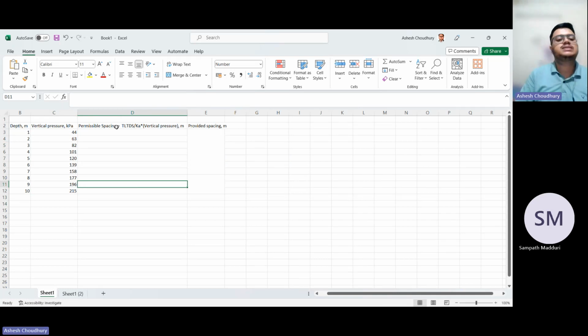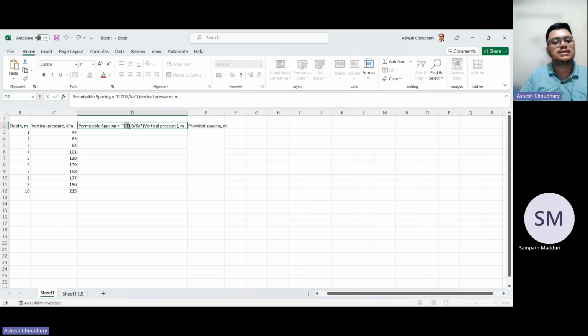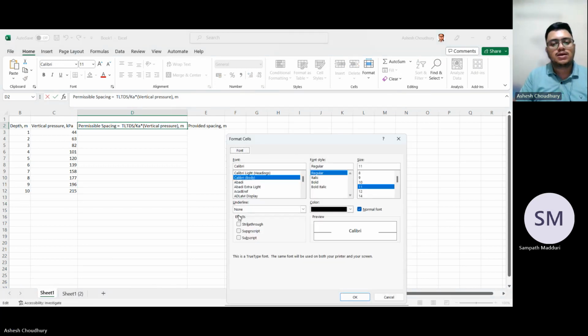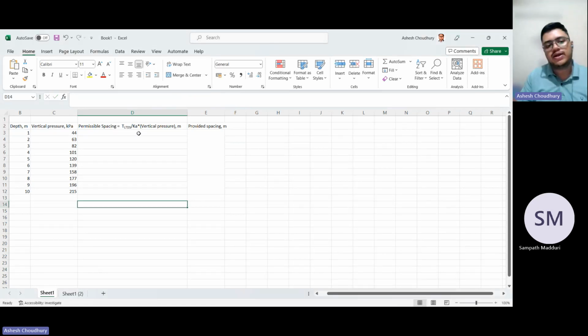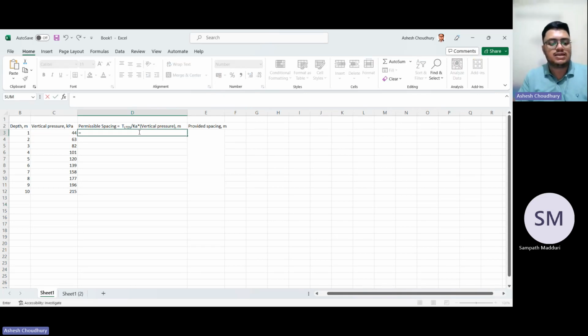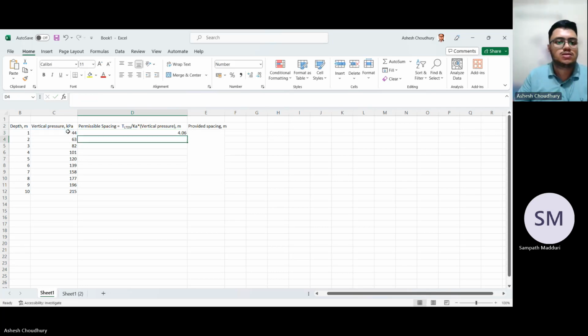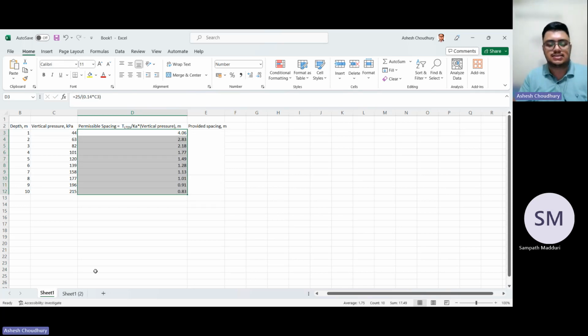Now the permissible spacing is equal to TLTDS, that is the design strength of the geogrid, divided by Ka times the vertical pressure. So we have the design strength as 25 divided by Ka, which is 0.14, times the vertical pressure, this much. So we get this. This is the spacing.